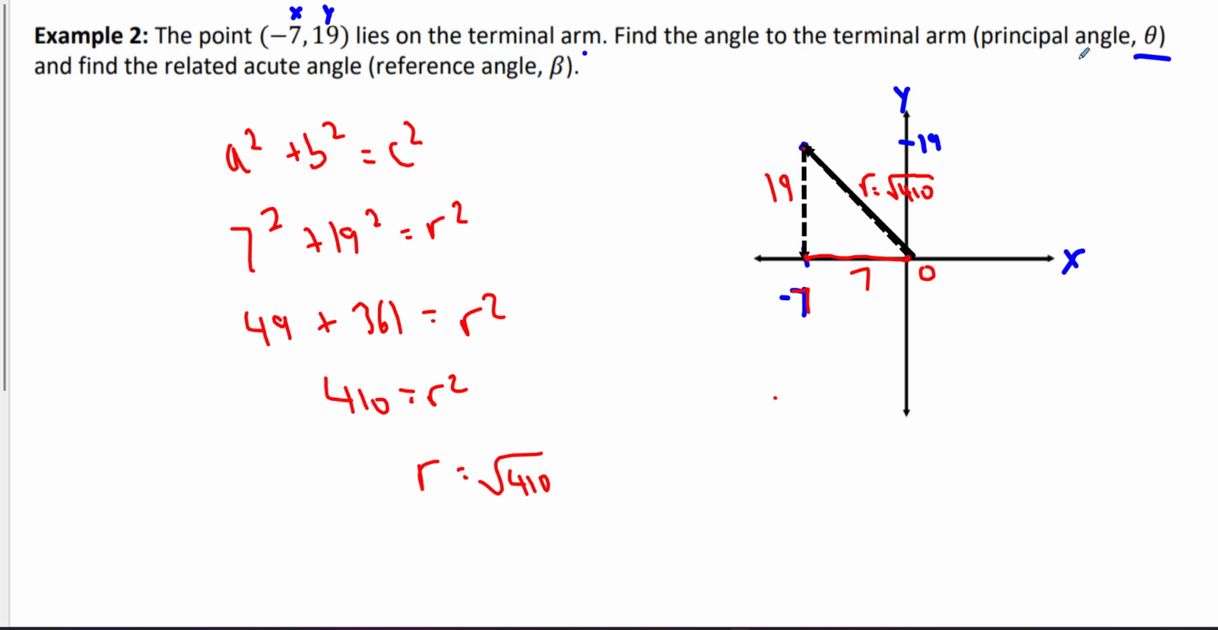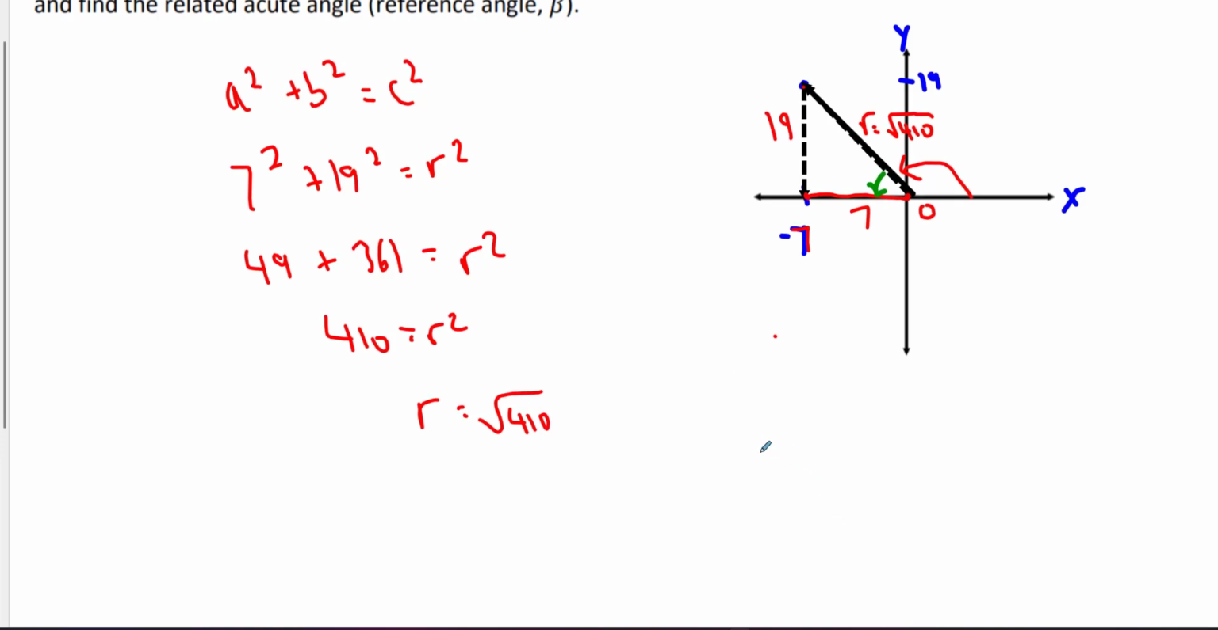Find the angle, principal angle. So how do I find the principal angle? Well, before I find the principal angle, I need to find the angle inside this triangle. And the easiest way to find the angle inside is to use my primary trig ratios, SOHCAHTOA.